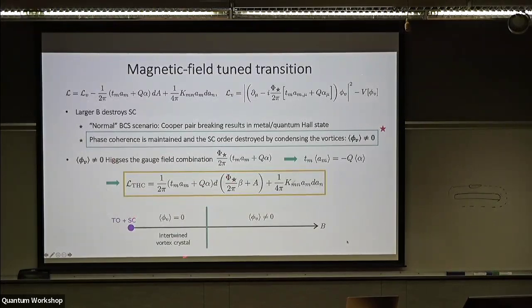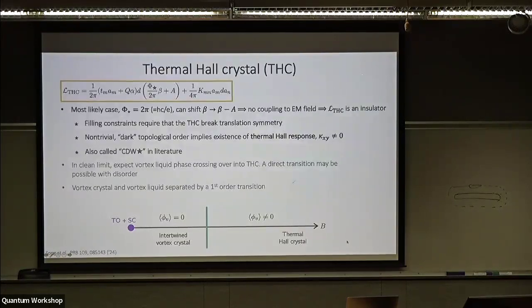So at phi equals 0, I have this intertwined vortex crystal that I had on the previous slide. And then at phi non-zero, I've Higgsed out this combination. And so what is that phase? We're calling this phase the thermal Hall crystal, essentially because in the most likely case where this phi star here is just equal to 2 pi, so that's hc over e, we're able to just shift beta, which will get rid of the A field completely.